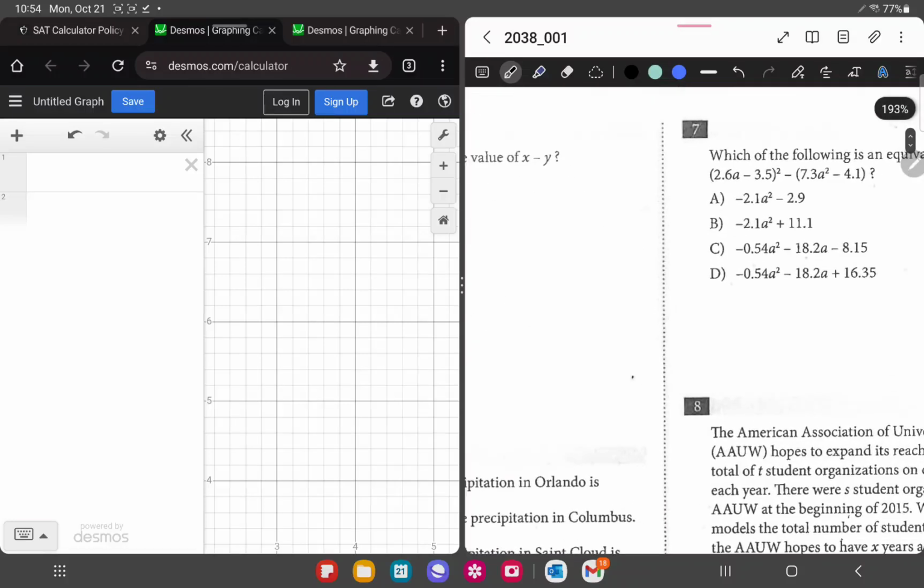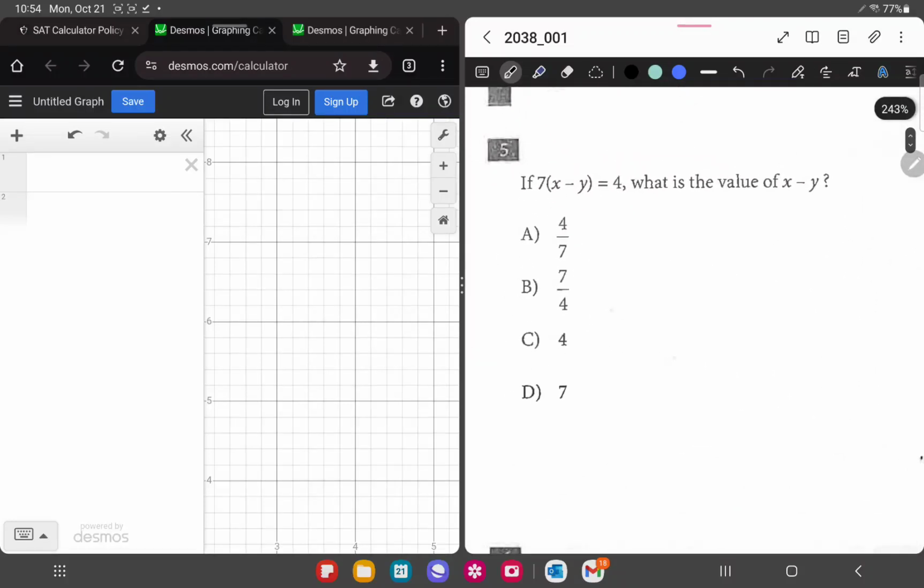Now, let's go right into number 5. This one seems a lot harder than it really is. It's not really that hard.